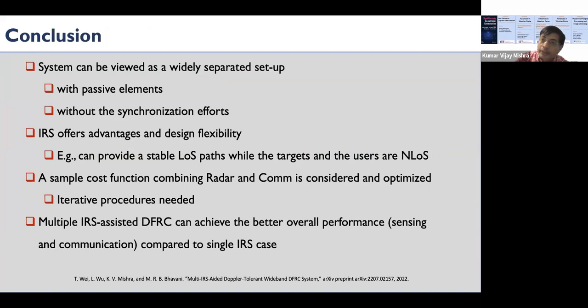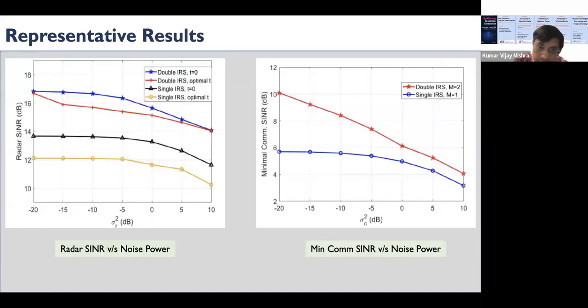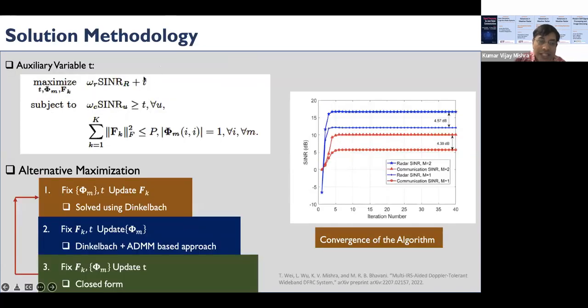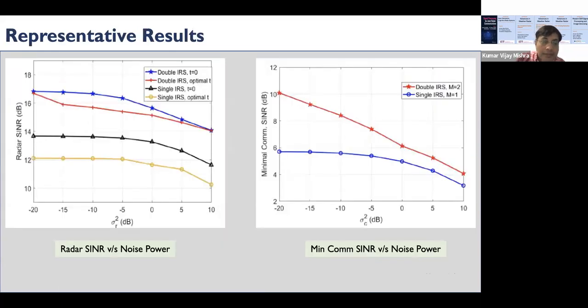Now, in the previous slide, the optimal T curves are actually below the T equal to 0 curves, right? What is T here? T is the auxiliary variable. T is the quality of service you want to give to the communication, greater than or equal to T. Yes. If T equals 0, that means I don't care about the communication. So the radar will be better. Good. Understood. Thanks.